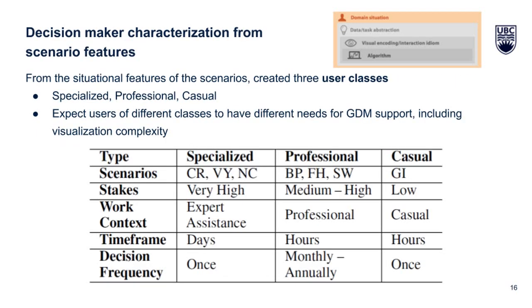We identified a number of situational features from which we were able to derive 3 classes of decision makers. Specialized, dealing in one-time, very high-stakes decisions that can take days to make. Professional, dealing with medium to high-stakes decisions which may need to be made periodically. And casual, dealing with low-stakes decisions.